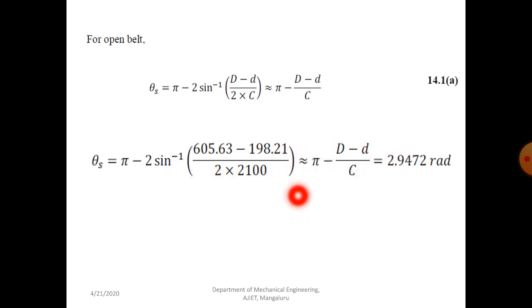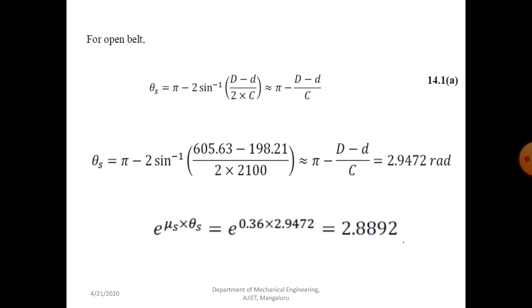While calculating this, whatever answer you get will be in radians, so you have to keep your calculator in radian mode. The answer is 2.9472 radian. So this is the angle of contact for the smaller pulley. Now you can calculate the quantity e to the power mu s theta s. No need of finding e to the power mu l theta l, because the coefficient of friction is the same for both pulleys. That's why we only calculate e to the power mu s theta s.